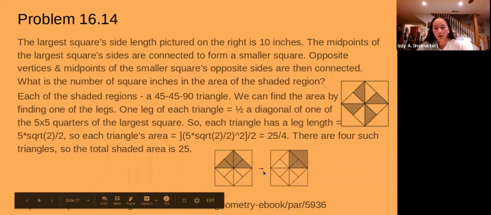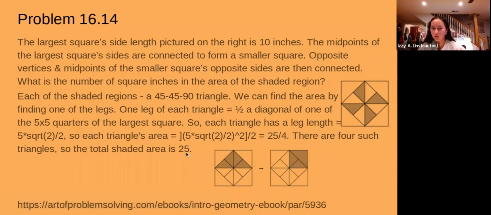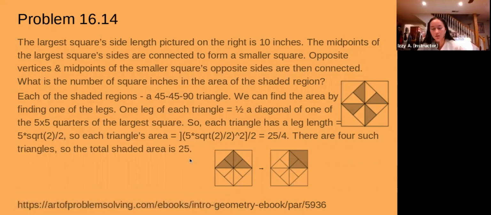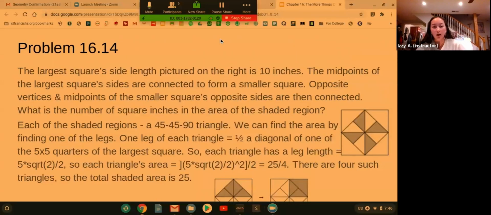So the area of the small square is going to be 1/2 of the bigger square, and then the area of the shaded region is going to be 1/2 of this smaller square, so that's 1/4 of the bigger square. So you would get 25, because we know that the side length is 10, so you would do 10 times 10, and then 100 divided by 4 is 25. So good job, Alvin. Okay, it's 7:46, so I would say go ahead and take our break now.